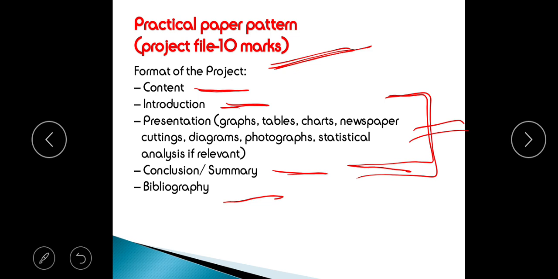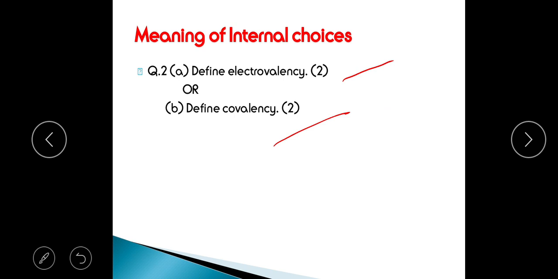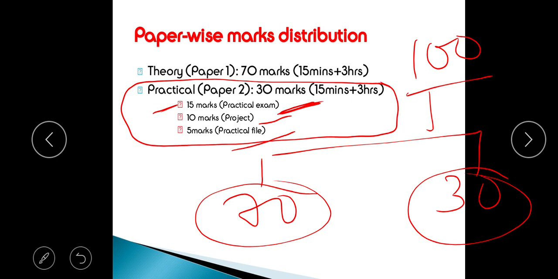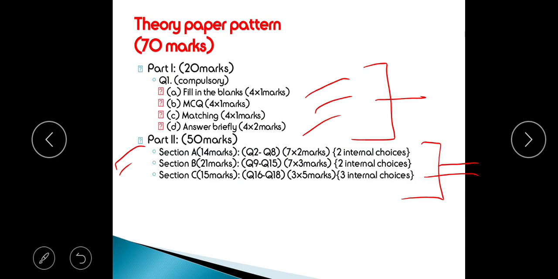The whole of the practical examination, that is the 30 marks practical examination, will be checked by the external examiner. So it becomes quite important.